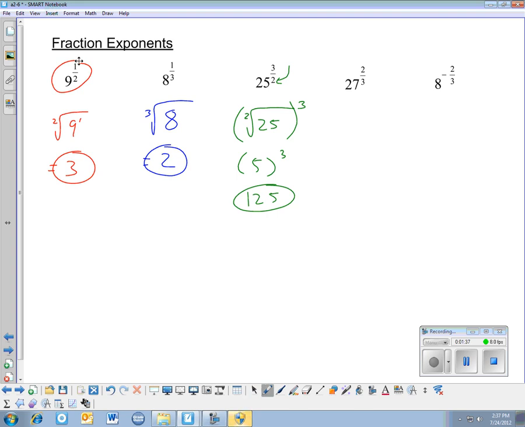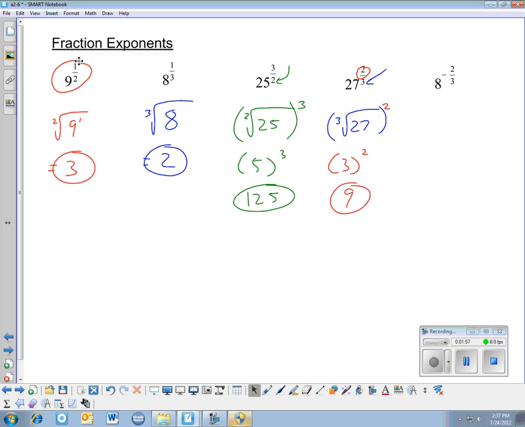27 to the 2/3. First, I'm going to do the 3 on the bottom as a root, so the cube root of 27. And then the numerator of the fraction is 2, so I'll do that last as a regular exponent, squared. The cube root of 27 is 3, and then that squared is 9.